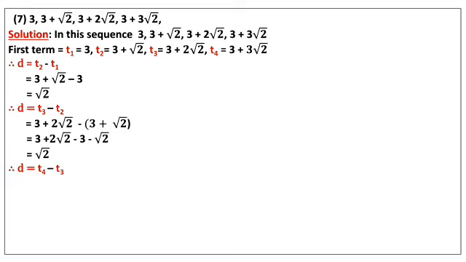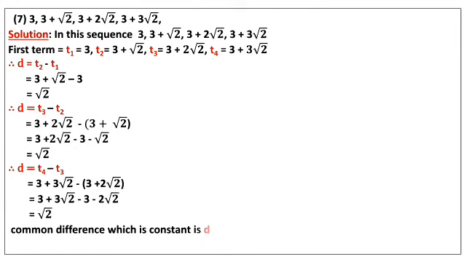Next one, d equals t4 minus t3. The t4 value is 3 plus 4 root 2 minus 3 plus 3 root 2. Open the bracket. 3 cuts. Here 4 root 2 is given, here 3 root 2 is given. 4 minus 3 is 1. Root 2 is the common part. So the common difference, which is constant, is d equals root 2. Therefore the sequence is an AP.